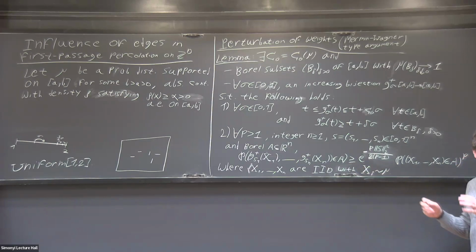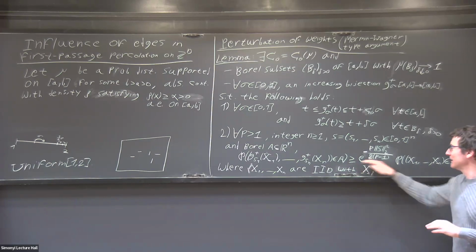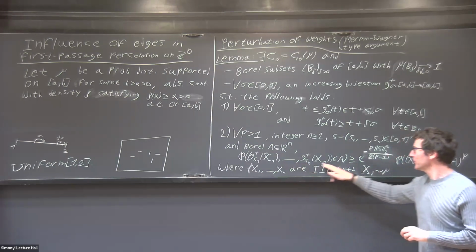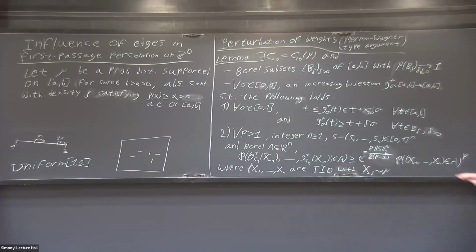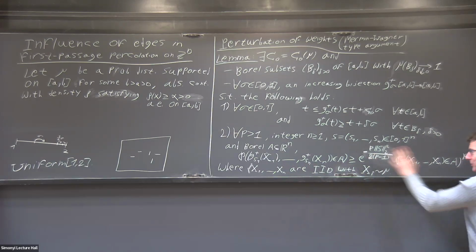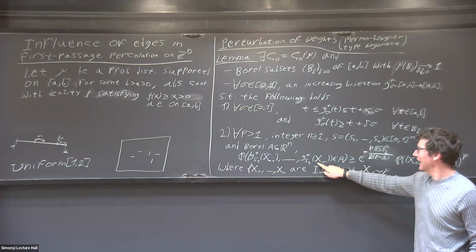You could try to devise a two-sided bound. We're not interested in that. We just need the one-sided bound. So after perturbing the weights, the probability of the event is not much smaller than what it used to be. At most, what it used to be to a certain power with some prefactor. What is important, what have we done to the weights?